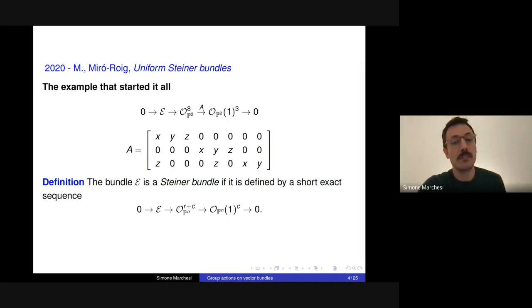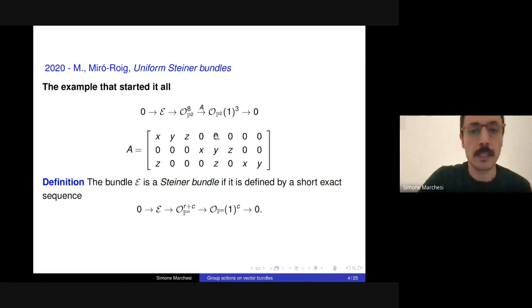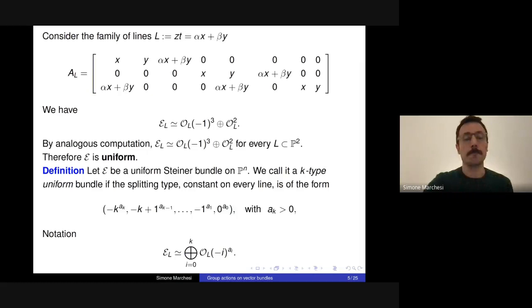Moreover, I want to show you what happens when we restrict the bundle to a line. Let us consider first, sorry, Z, of course, equal to alpha X plus beta Y. I'm considering first this family of lines, and this restriction is basically a substitution. And so the bundle restricted to the line will be defined as the kernel of this matrix that you can see here.